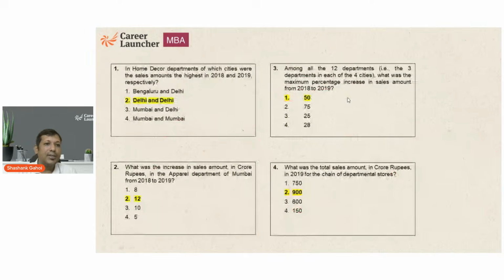Now let's check all the answers. The answer of the first question is Delhi and Delhi. The answer of the second question is 12. The answer of the third question is 50. The answer of the fourth question is 900. If you look at the set, the questions and the options, these kinds of sets can be solved pretty easily. So whenever you solve, make sure you read the questions carefully so that you get the answers very quickly.